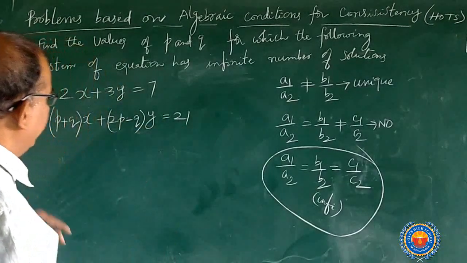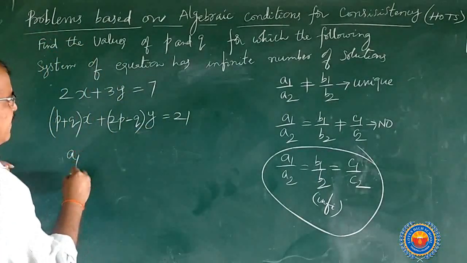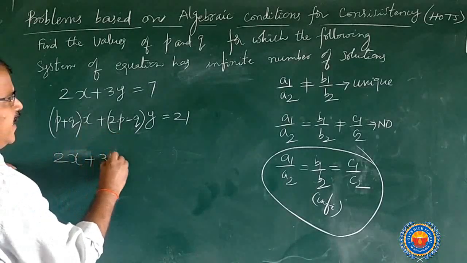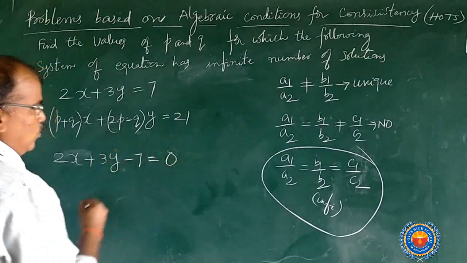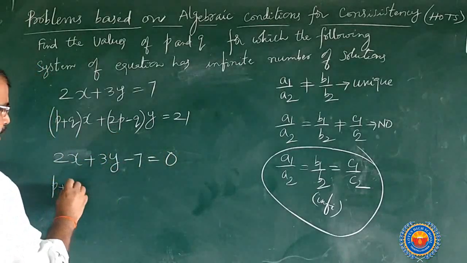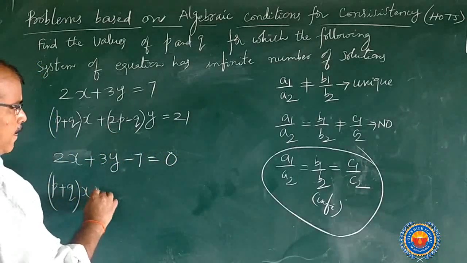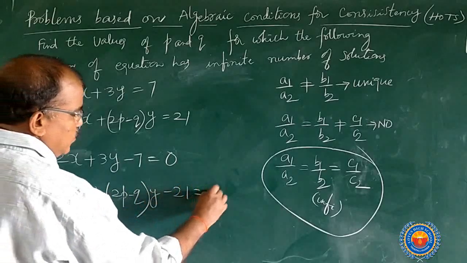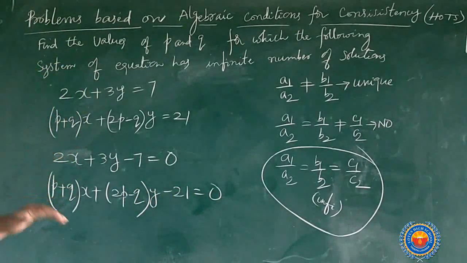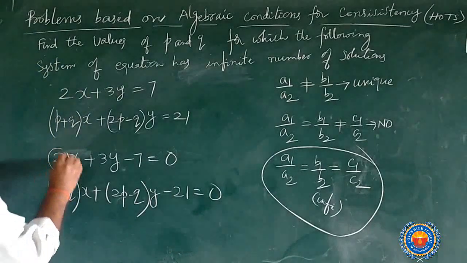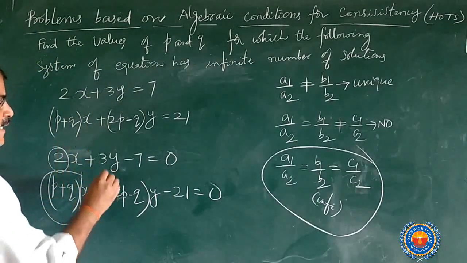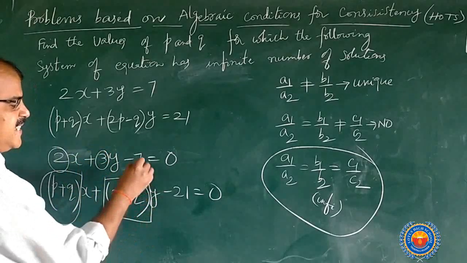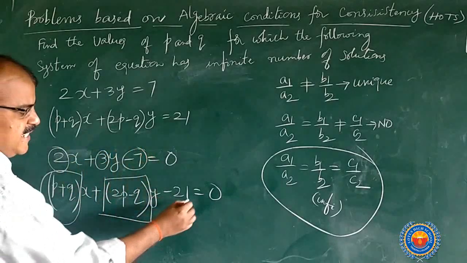How to do it? Carefully you see. First of all, we write 2x plus 3y minus 7 is equal to 0, and (p plus q) x plus (2p minus q) y minus 21 is equal to 0. This is equation 1 and equation 2. This is a1, this is a2. This is b1, this is b2. This is c1, this is c2.